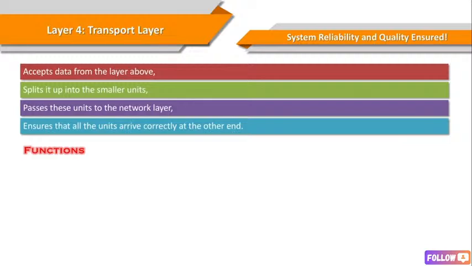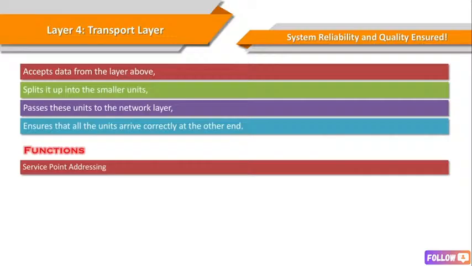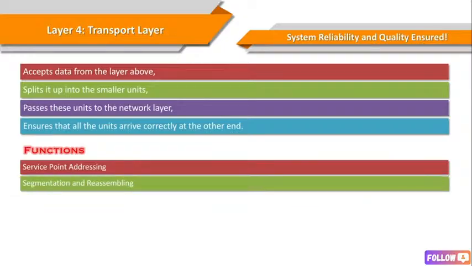Okay, so now let's look at the functions of the transport layer in detail. Service point addressing. Transport layer header includes service point address, which is the port address. This layer gets the message to the correct process on a computer, unlike network layer, which gets each packet to the correct computer. Segmentation and reassembling. A message is divided into segments. Now each segment contains a sequence number, which enables this layer to reassemble the message. The message is reassembled correctly upon arrival at the destination and replaces packets which were lost in transmission.